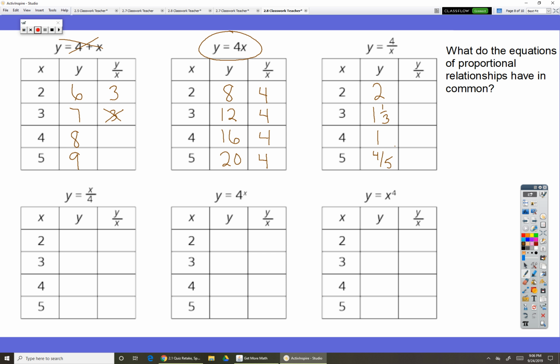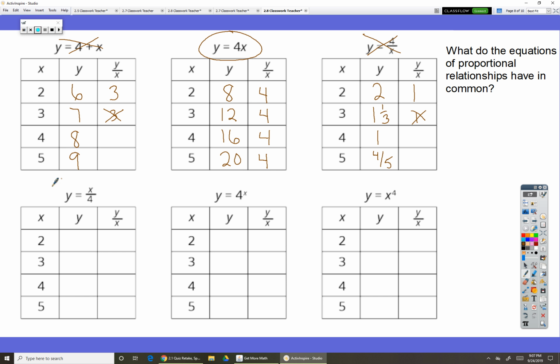Okay, let's find the ratio of y to x. So 2 divided by 2 is 1. 1 and 1/3 divided by 3 is definitely not 1. We would have to have either both of them be 1 and 1/3, or both of them be 3 in order to get 1. So I don't even need to find out what it is. I can see that the ratios are not going to be equivalent, and this equation does not represent a proportional relationship. Okay, moving on to the next one.